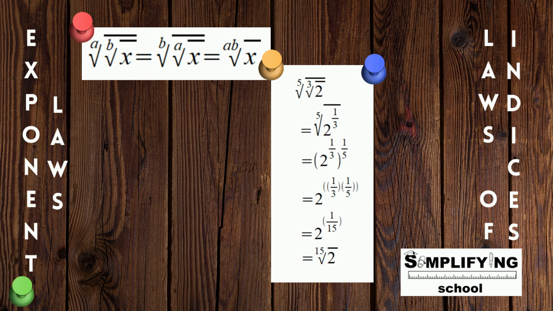So let's start with the fifth root of the third root of 2. I'm going to take the inner root first and change it into a fraction power, so I've got the fifth root of 2 to the power of a third. Now I'm doing the same with the outer root, so it's 2 to the power of a third, all to the power of a fifth. We know from some of our previous laws that we can multiply the exponents. So we've got 2 to the power of a third times a fifth. That would give me 2 to the power of a fifteenth. And then I can take that into root form again, so it becomes the 15th root of 2.